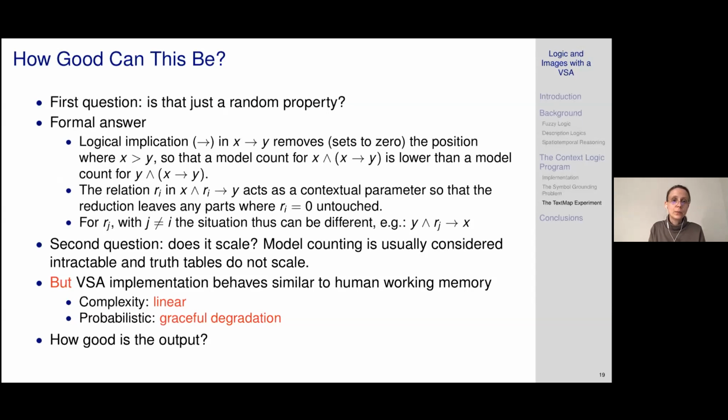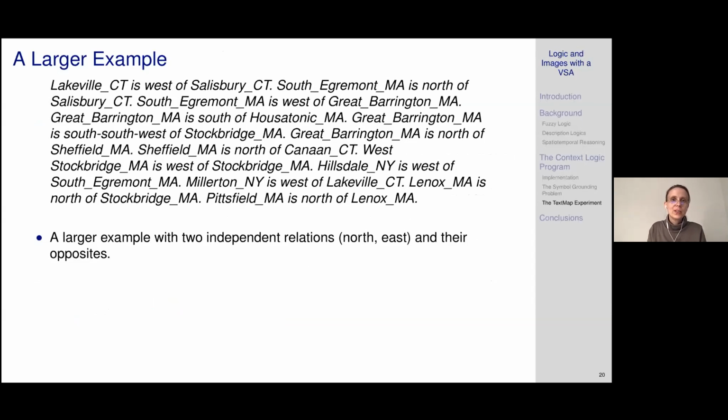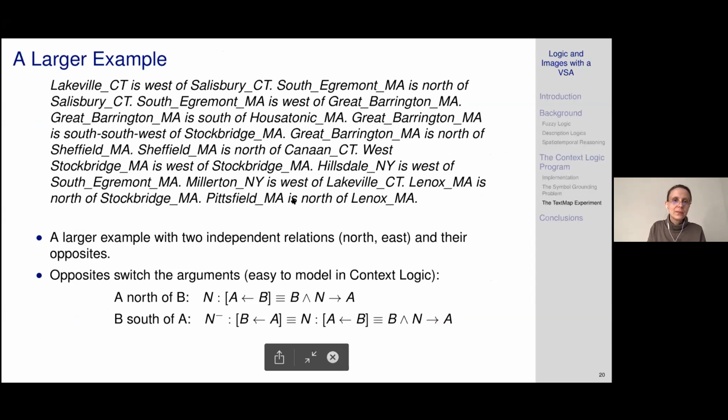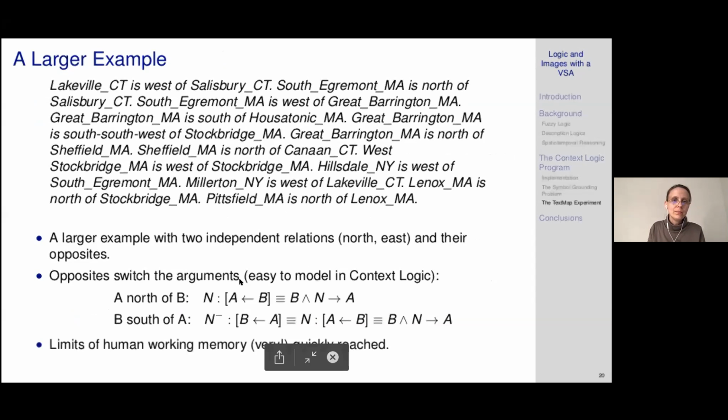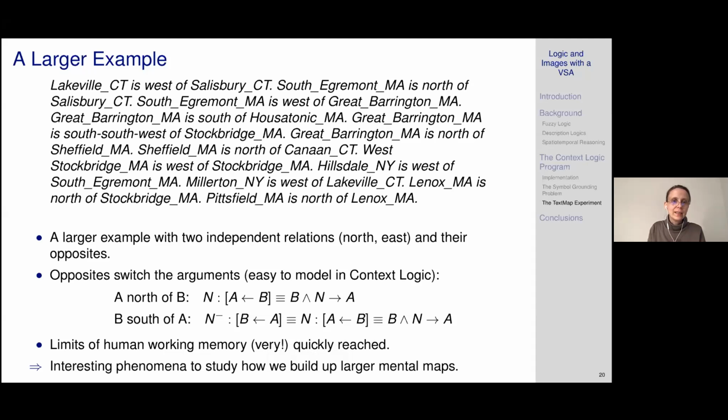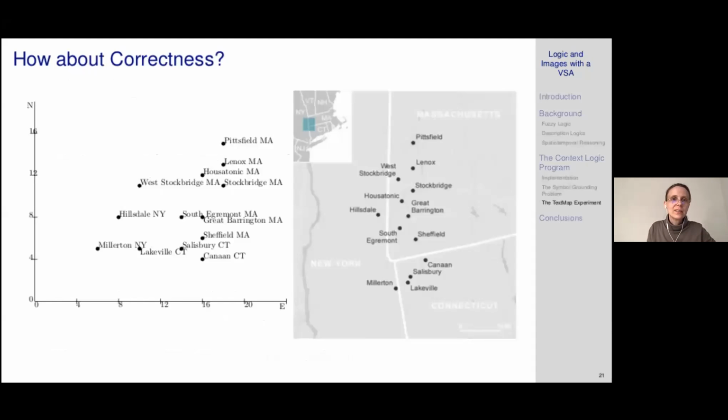So how good is the output? I was donated this beautiful long example. I don't know whether you can picture that in your mind, but some human being could. And south is quite easy. You just need to switch around the parameters. But for a human being, this is already quite difficult. But I can feed that into the system, and we get this kind of quite nice map out of it.